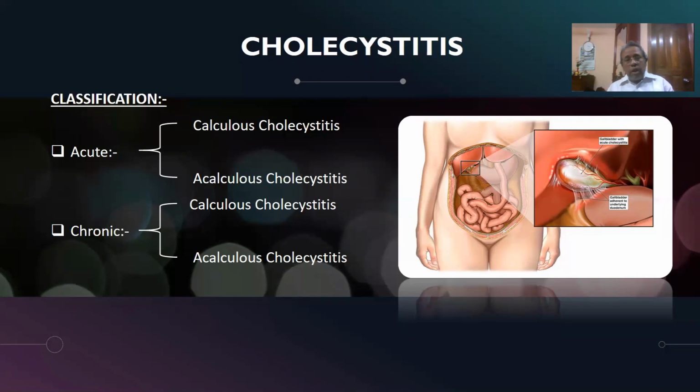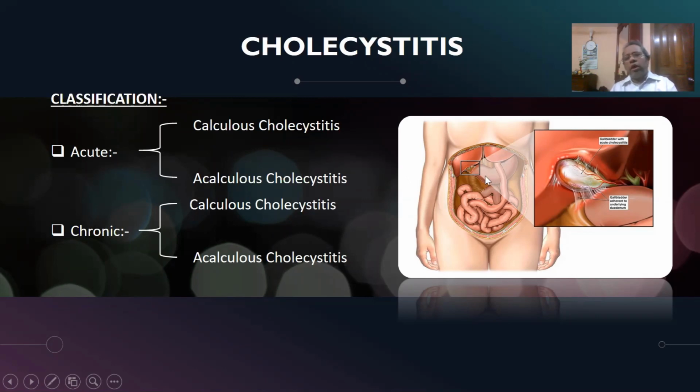But those two cholecystitis have two types. One is where the cholecystitis is produced along with the stone. That is called calculous cholecystitis. Acute calculous cholecystitis. Whenever there is no stone, only infection and inflammation, then it is called acalculous cholecystitis. That means the gallbladder is inflamed without any stone inside the gallbladder. So it is called acalculous cholecystitis. So one is calculous, another is acalculous.